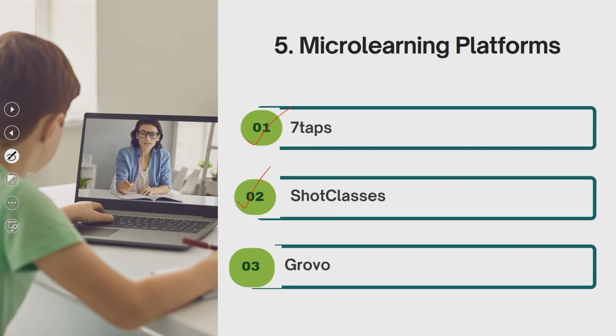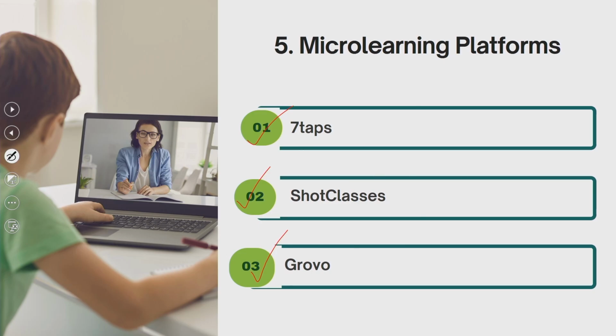The third significant micro-learning platform that I'll discuss today is Grovo. Grovo offers a comprehensive micro-learning library designed to empower employees with on-the-job training. So it provides engaging, short content that addresses workplace challenges, enhancing skills quickly through relevant, easy-to-digest lessons.